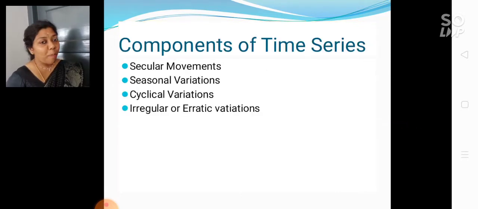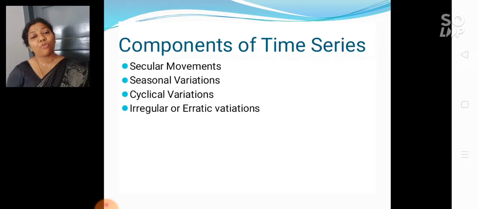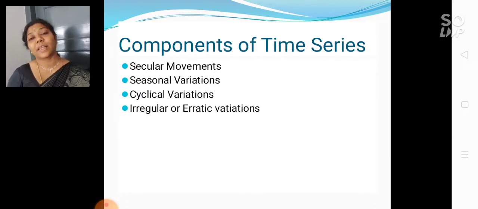So what are the components of time series? We have four components. The first one is secular movement. Secular movement is nothing but the general tendency of the data to increase or decrease.